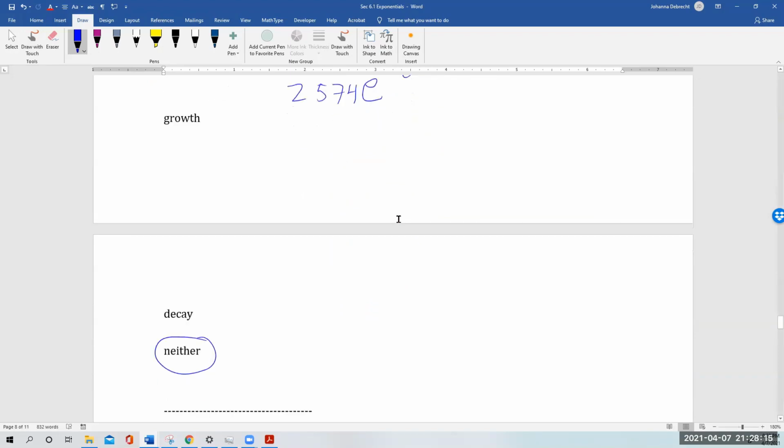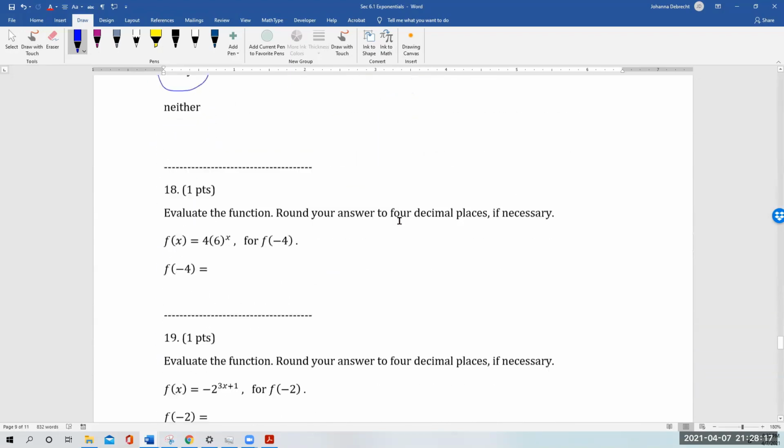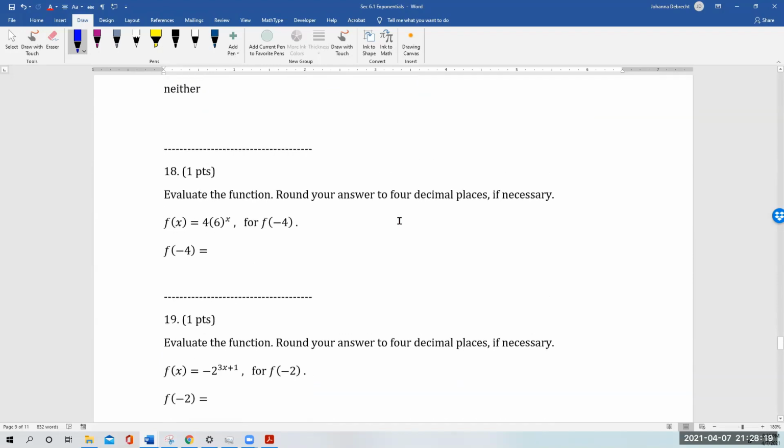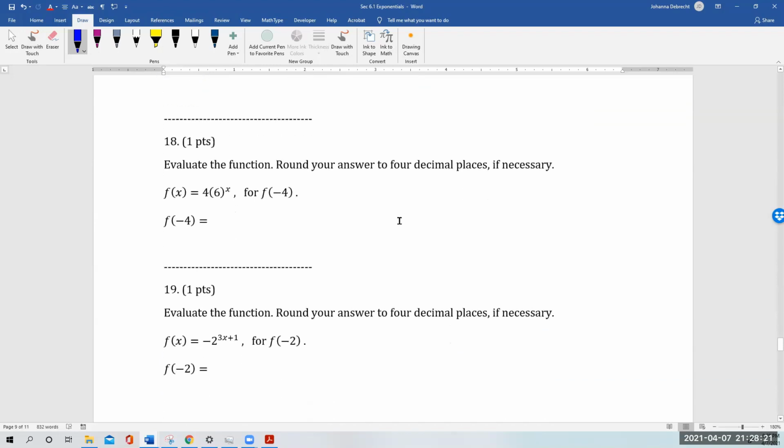Let's take a look at the next problem. When we're dealing with continuous growth and continuous decay, remember that you need to have E as the base, and the power has to have the variable in the numerator of the power.